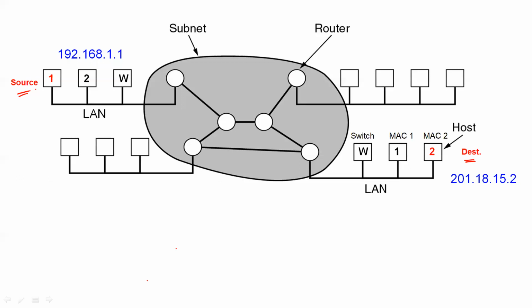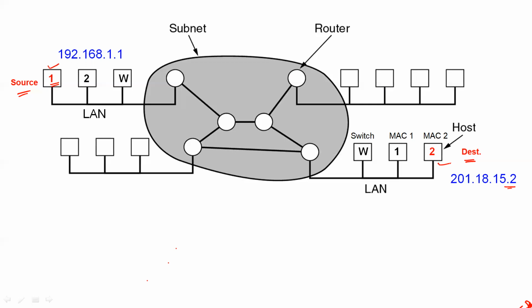Now, this is the source and this is the destination. 192.168.1.1 is system 1. This one is sending a packet or message to 201.18.15.2, so this is the destination address. Now, how exactly does it happen?